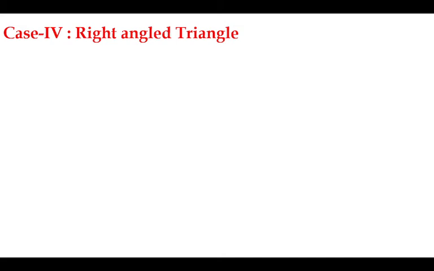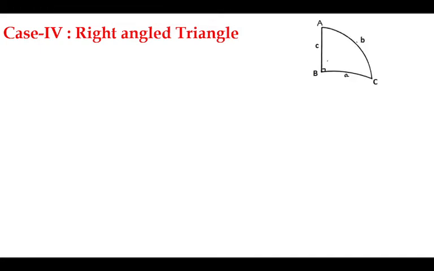Case 4 of a spherical triangle. It is a right angled spherical triangle. Obviously, by the name, it is a right angled spherical triangle, which means one of the angles of the triangle should be 90 degrees. You can see the diagram here.